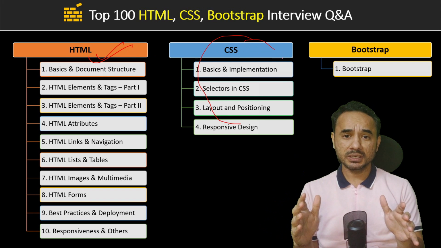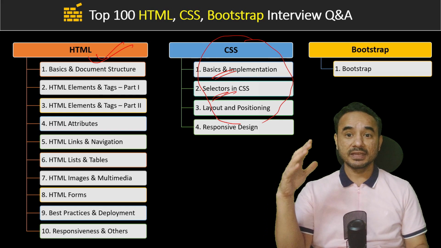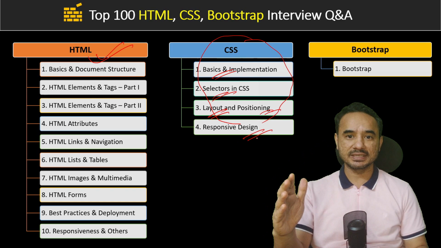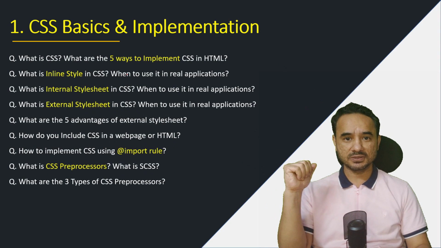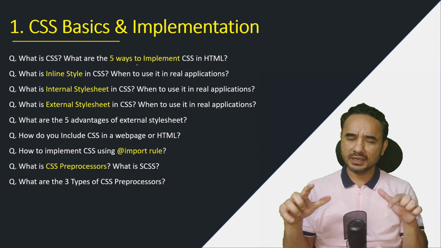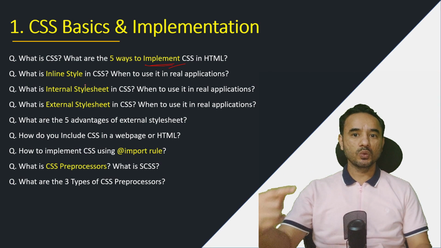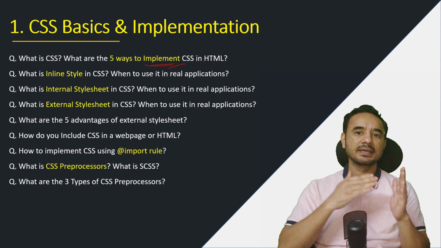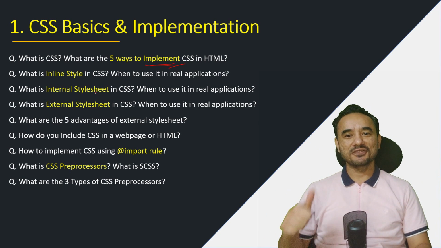Now, after completing the questions from HTML, here are the chapters from CSS. First, we will cover questions on CSS basics, then selectors in CSS, then questions about layout, positioning, and responsive design in CSS. Here is the first chapter, and here is the list of CSS questions, mostly based on the implementation of CSS in HTML. So even if you know them, I recommend you still revise them at least once. Maybe you can increase the playback speed of the video. So let's start with the first question.